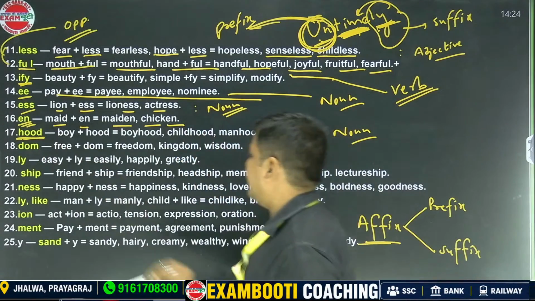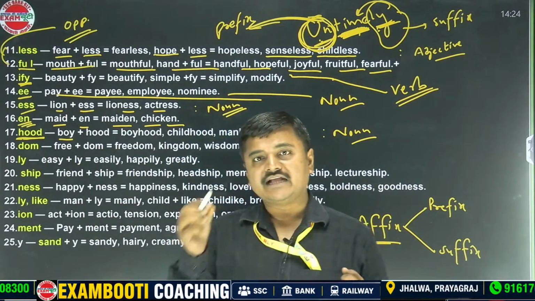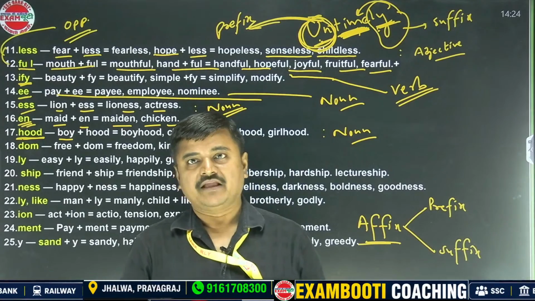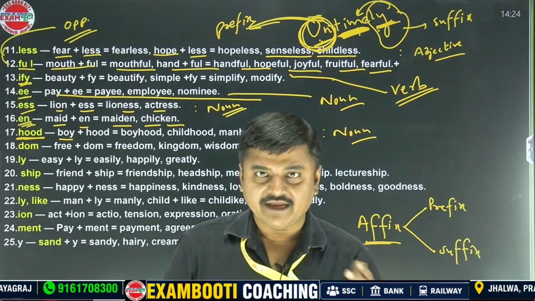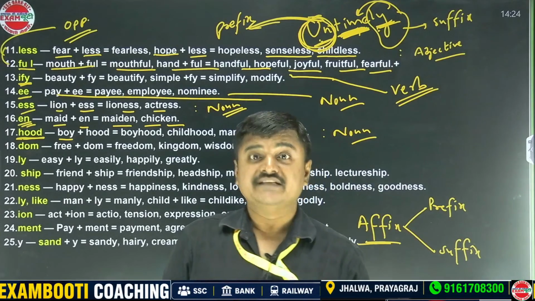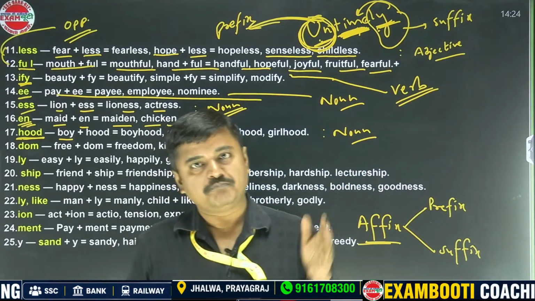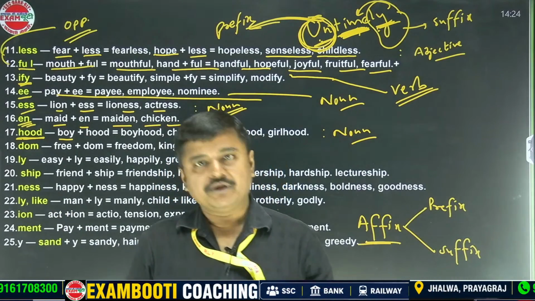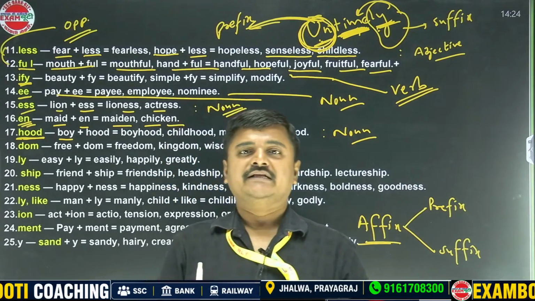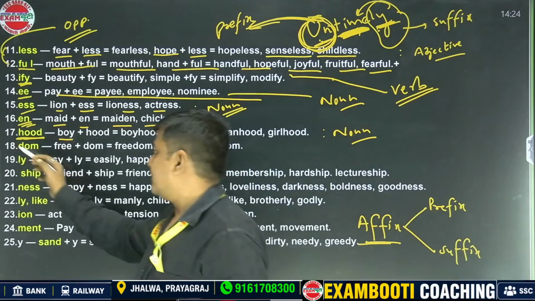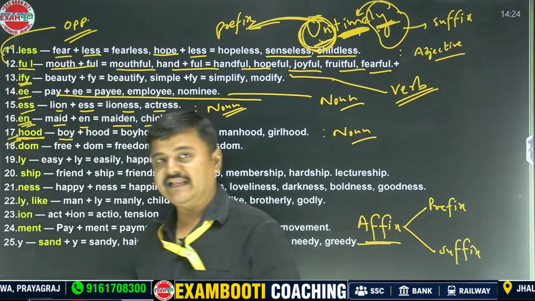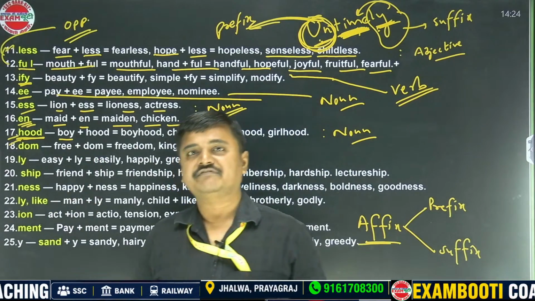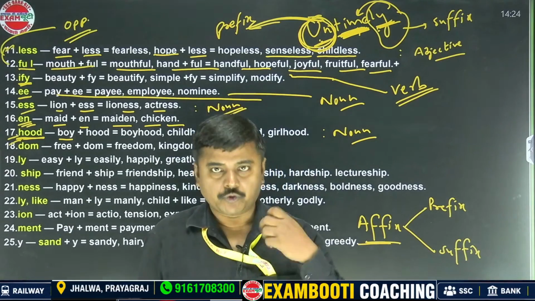So H-O-O-D. Now boy is the word and H-O-O-D is added to the end of this word. That's why it is a suffix. If there is an element added in the beginning, it will be called a prefix. We discussed prefixes two or three days ago. Now we are discussing suffixes. Hope you understood these suffixes today. We discussed numbers 11 to 17. We will discuss the remaining 18th to 25th in our next class, that will be tomorrow.